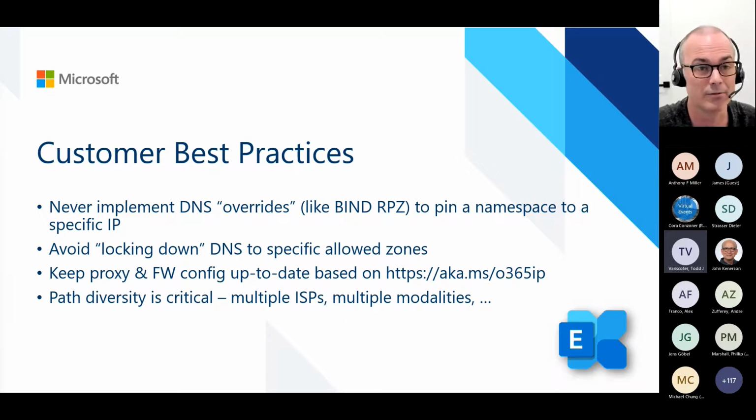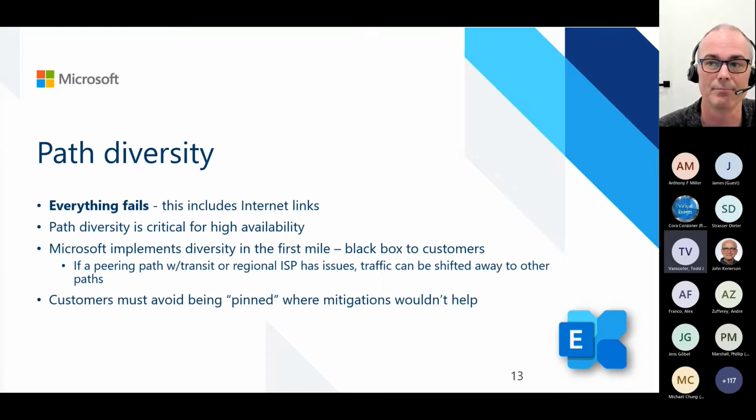Obviously, keep proxy and firewall config up to date. That's something we've talked about forever. We publish the required namespaces and IPs at the link that's on the slide. And we also have a web service that can be used to automate the process of keeping that up to date. And then path diversity is quite critical. And we'll jump into that.